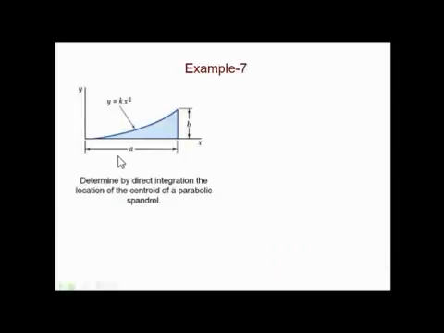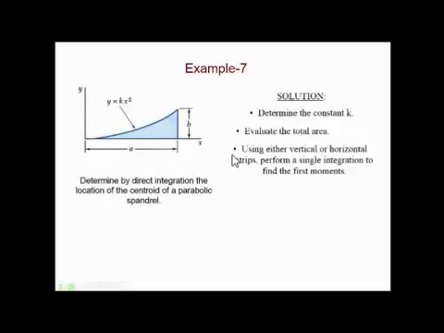This is the equation of a parabola, that is y equals kx squared. It lies on the xy plane. Now we need to determine, by direct integration, the location of the centroid of this parabolic area. So we'll first evaluate the total area. Using either vertical or horizontal strips, you can find by the direct integration method the first moments, second moments, and then evaluate the centroid coordinates.